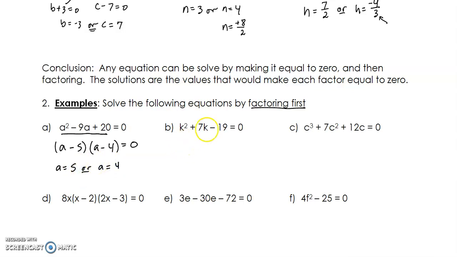Straightforward enough, I hope. Question B is similar. This one, however, when I go to factor, I put my K and my K, and I'm looking for factors of 19 that subtract to get 7. Well, it's kind of weird. I didn't actually intend this to happen, but this question doesn't factor. Okay, it's a DNF. However, it doesn't mean that the question cannot be solved.